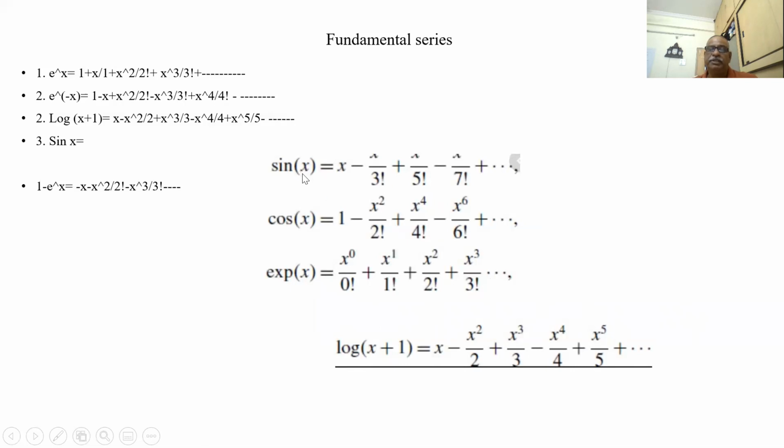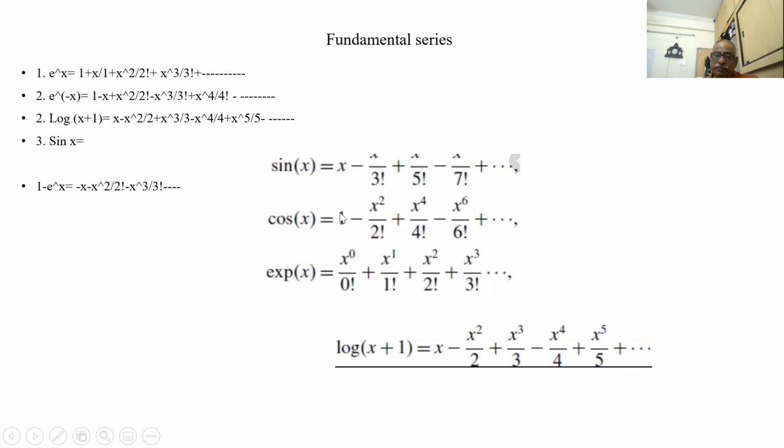Suppose I differentiate sin x. What am I getting? Differentiation of x is 1, x cubed is 3x square, 3 gets cancelled, so x square by 2 factorial. Then 5x to the power of 4, 5 gets cancelled, x to the power of 4 by 4 factorial. So the differentiation of sin x is cos x.